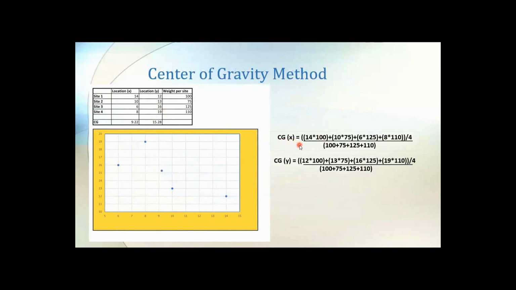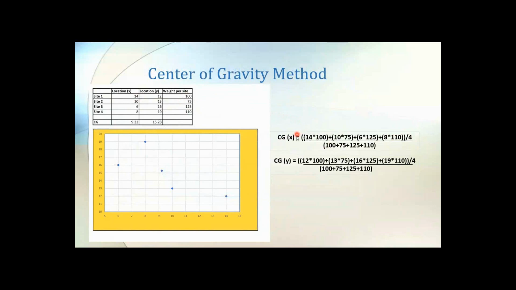And then all I did here, the center of gravity for X is 14 times 100 plus 10 times 75 plus 6 times 125 plus 8 times 110 right here, divided by the number of locations. So you get an average of all the locations. Then when you do this, you divide it by all the weights added together.